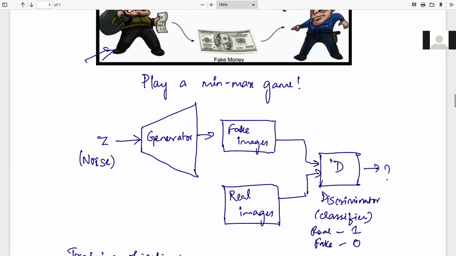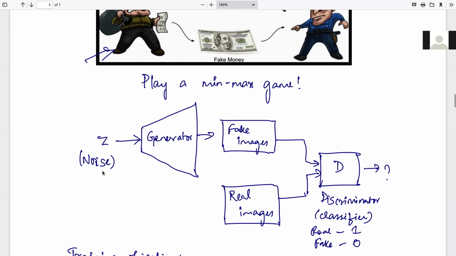So here is a block diagram of what GANs are. Suppose we have two models here: the generator model representing this fraud person here, and the discriminator representing the cop. These are the fake images which are being generated by the generator.